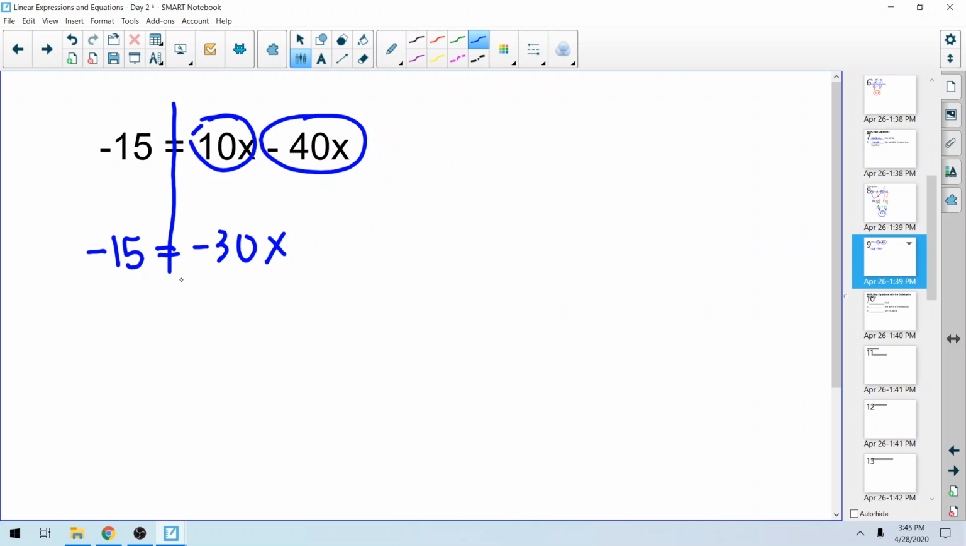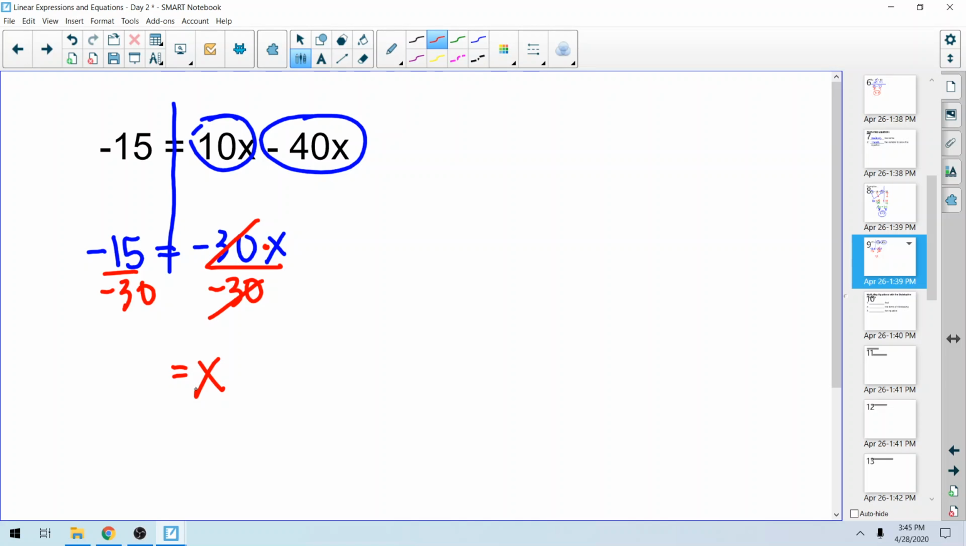Then I look at that, and that looks like a one-step equation to me. And in order to get my x by itself, I'm going to divide by negative 30. Now, keep in mind that is negative 30 times x. So in order to isolate that x, the opposite of times is divide. So negative 30 divided by negative 30 is a 1x.